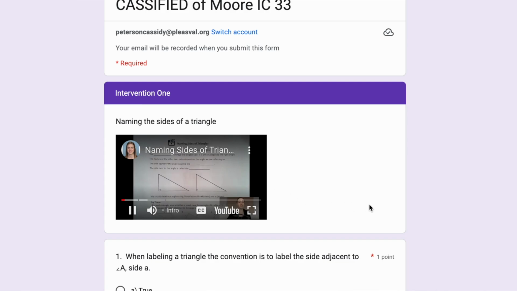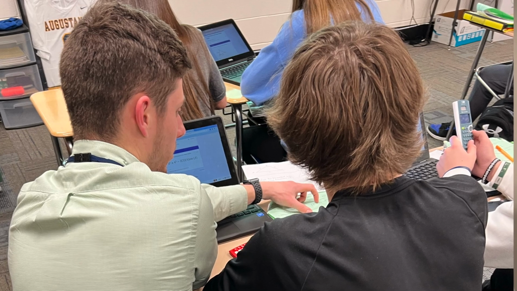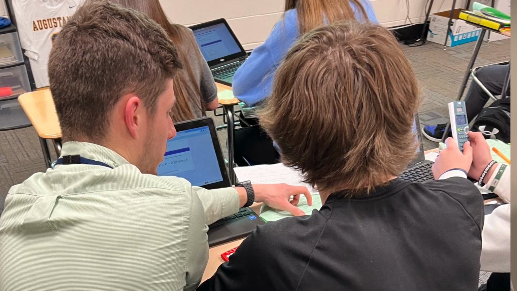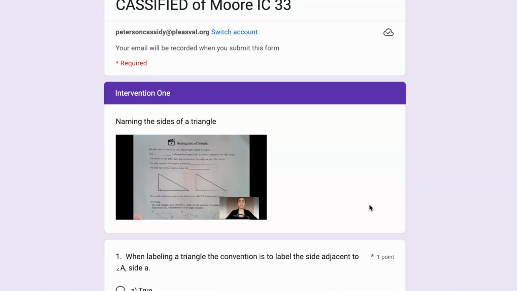And what's also nice is that the teacher can monitor and see where the students are at. Then the teacher knows which students to intervene with personally because they might be falling behind, and they want to make sure that they have understanding.